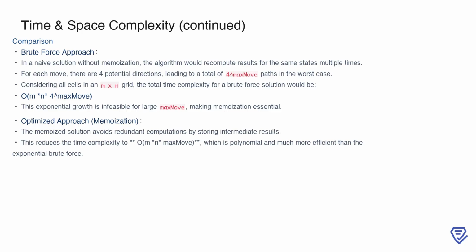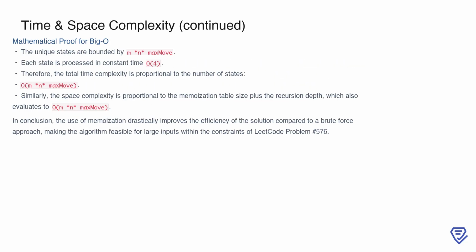This exponential growth becomes infeasible for large values of max move. In contrast, memoization avoids redundant computations by storing intermediate results. This optimization reduces the time complexity to m * n * max move, which is polynomial and significantly more efficient than the exponential brute force solution. Finally, let's solidify our understanding with a mathematical proof for the big O complexity.